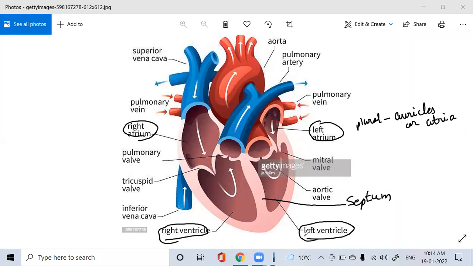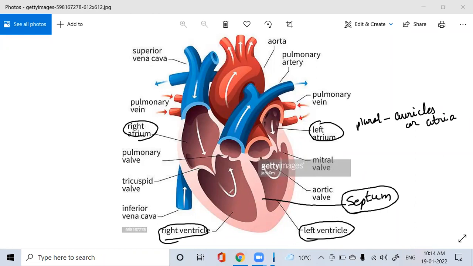These are ventricles, right? So the right side of the human heart contains the right atrium and right ventricle, and the left side the left atrium and left ventricle. It is separated by a thick muscular line that is known as the septum. This is the septum. Okay.